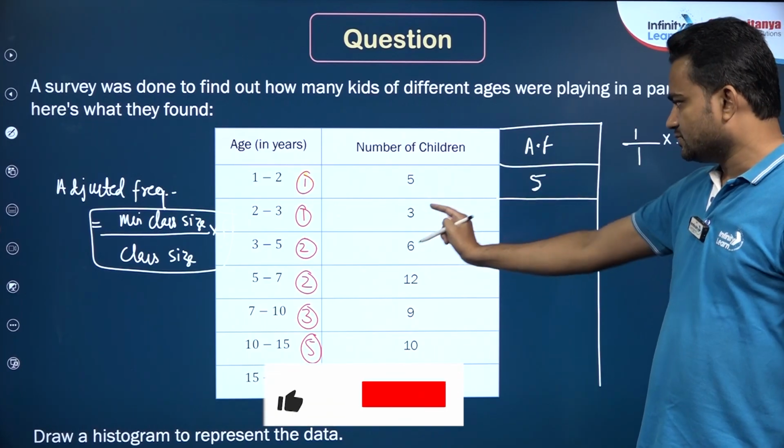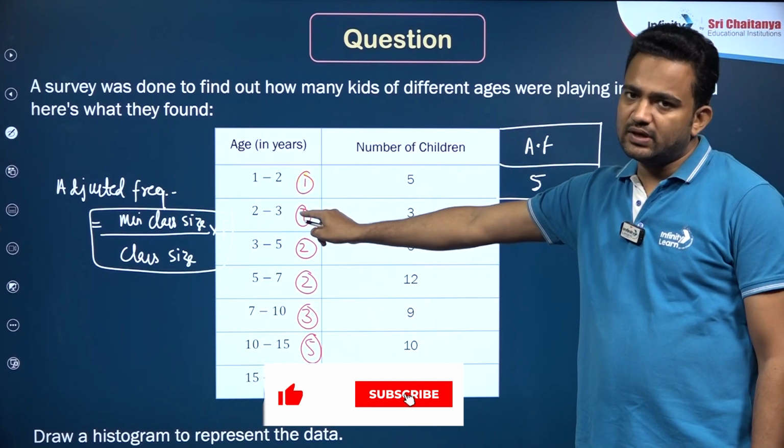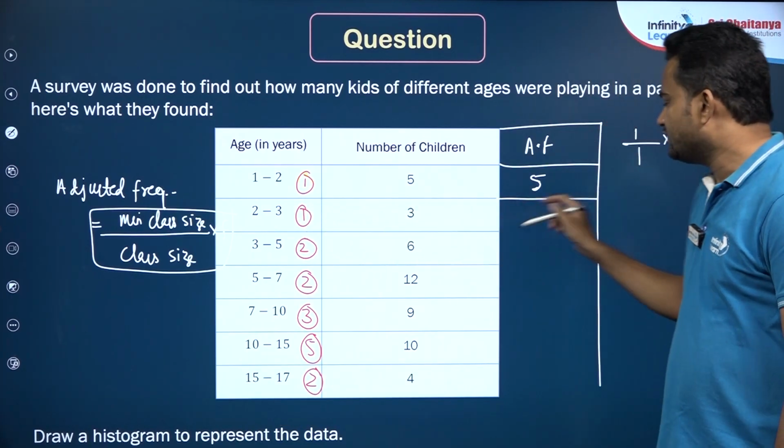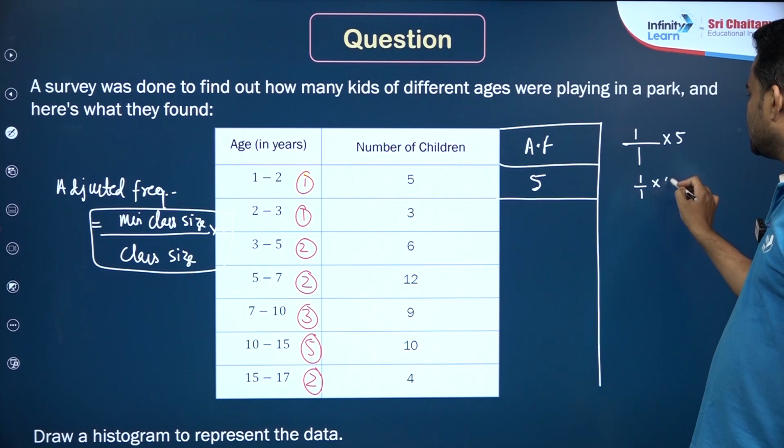Again let us find for this one. So again guys, the minimum is 1 and the class size is 1, and the frequency is 3, so 1 by 1 into 3, that is 3.